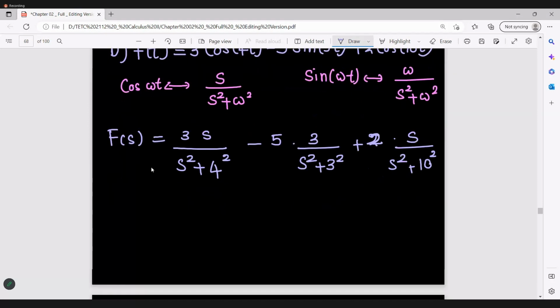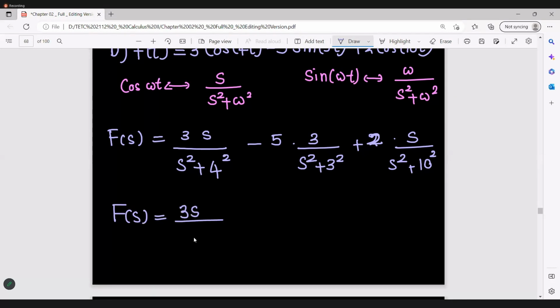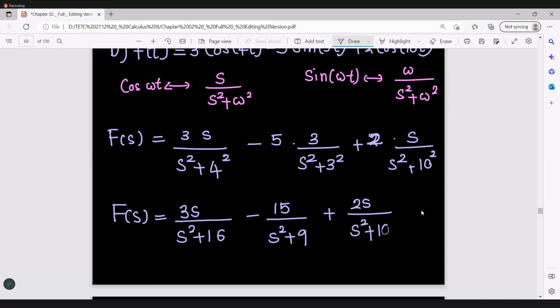So you can write the final answer by simplifying this. Capital F of s is equal to 3s over s squared plus 16 minus 15, since 5 times 3 is equal to 15, over s squared plus 9 plus 2s over s squared plus 100, and s should be positive. So this is the answer for the second part.